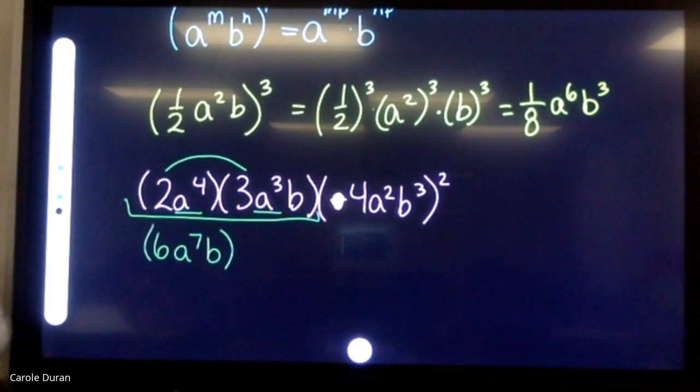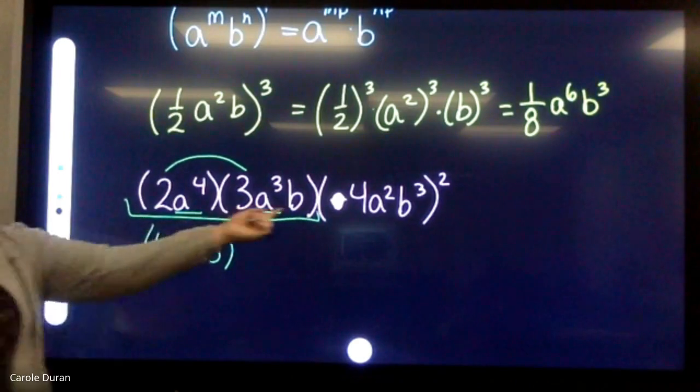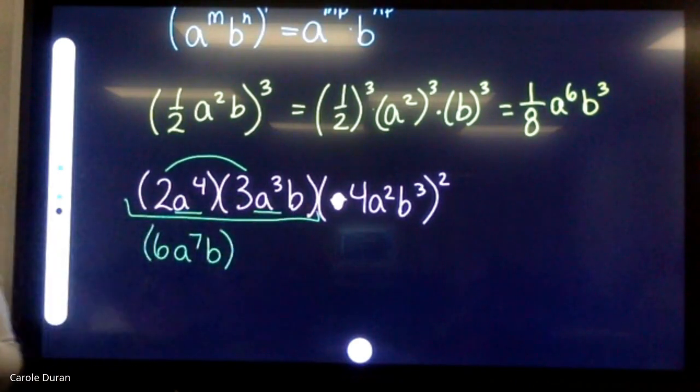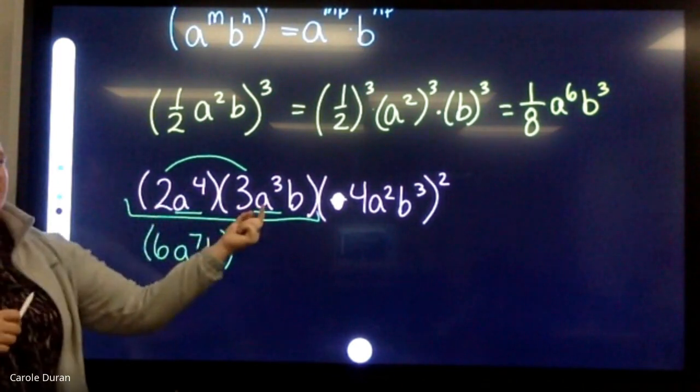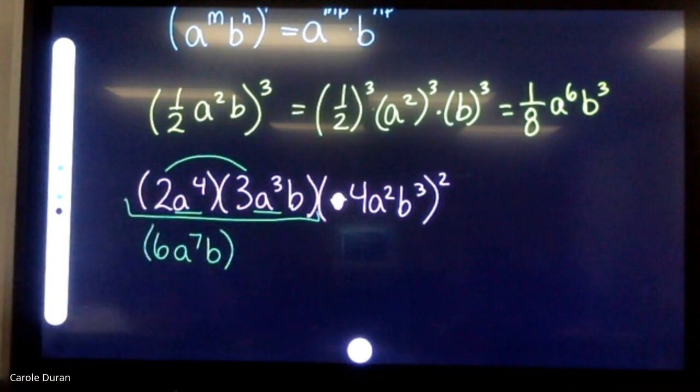Why is B by itself? Because I didn't have any other B's to multiply it with. Why can't you just do 2AB? No, because I have an A4 and an A3, and they have to add their exponents. I'm not gonna question it. Okay.